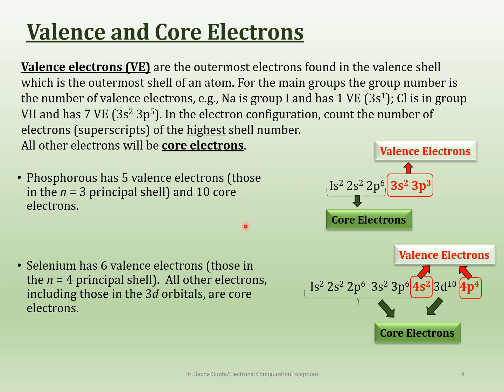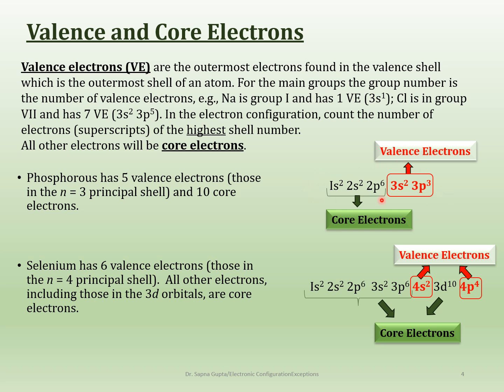So let's look at phosphorus. Phosphorus is in group number 5, so you don't even need to think. You're like, okay, group number 5, 5 valence electrons, that's it. And it has 15 electrons. So if 5 of them are valence, then 10 are core. But let's see how to look at that in a configuration.